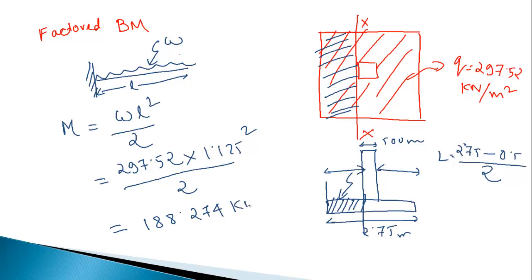188.274 kilonewton meter per meter. Please mention this, look at this, it's per meter, because kilonewton meter is the bending moment per meter, because we are finding it on this area, we are not finding the whole area. So we are finding it for 1 meter of length. So per meter the bending moment is 188.274.